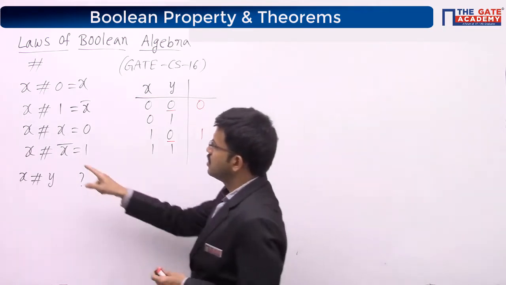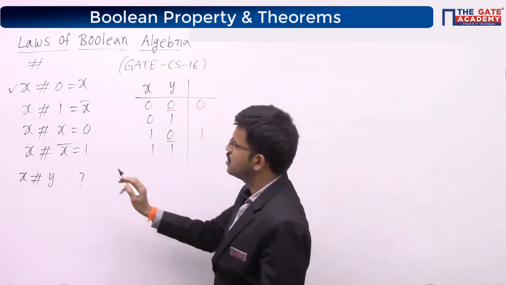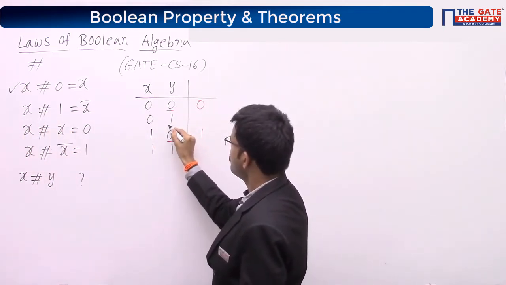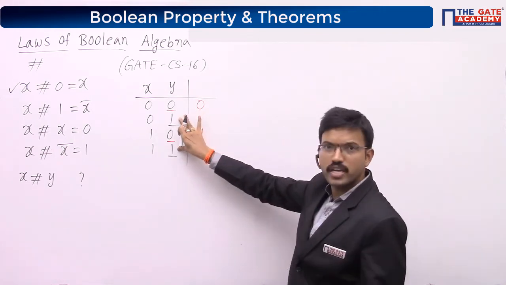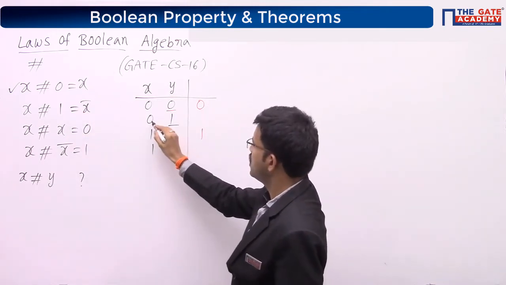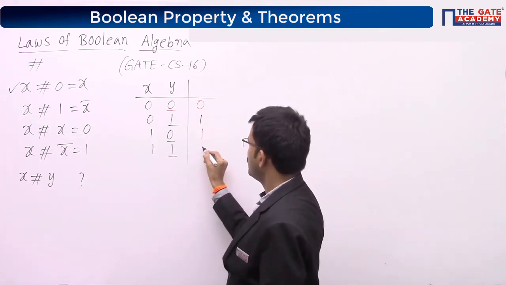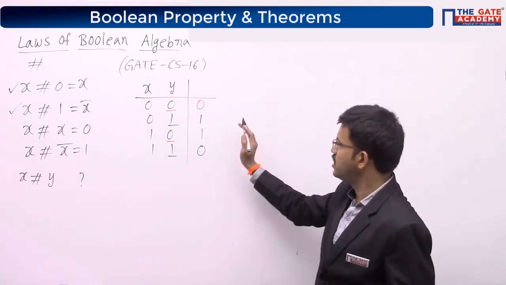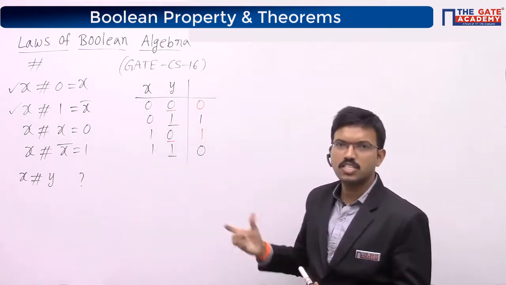Okay, next. Regarding this, we have done. Next one is, first operand is x, second operand is 1. Second operand 1, we are having 2 cases. Here y is 1, here also y is 1. Next, what is the output? X bar, complement of x. That means here 0 is there, complement of it is 1. Here I am having 1, complement of it is 0. X hash 1 equal to x bar. Is it clear up to now?